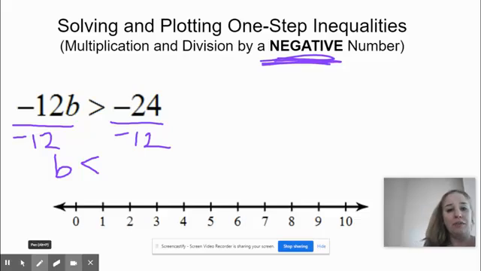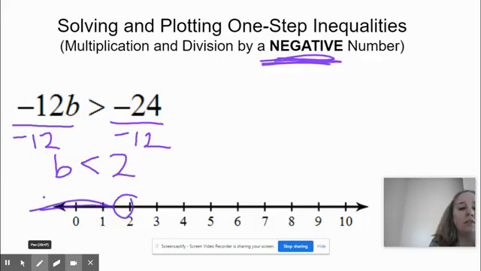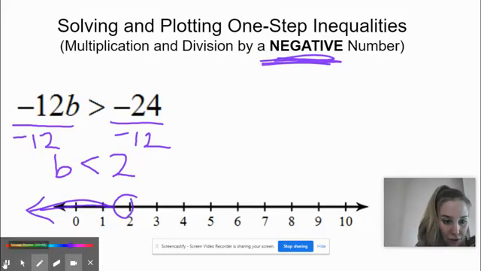And then negative 24 divided by negative 12 is 2. And then we just plot the same way we've been doing. Okay, but if you divide by a negative, you gotta flip the sign around. You have to.